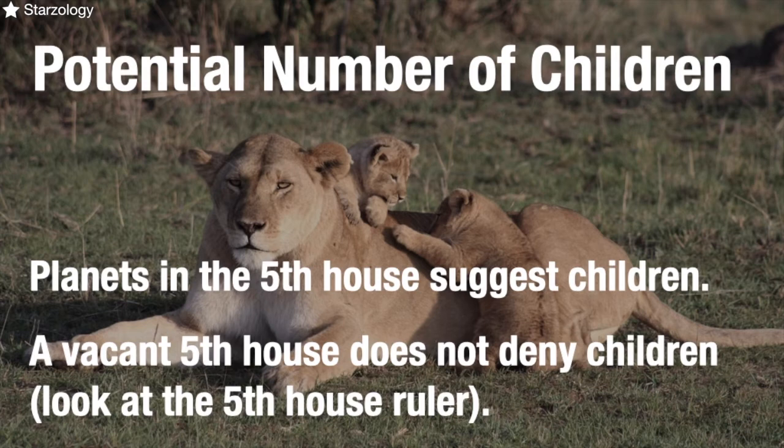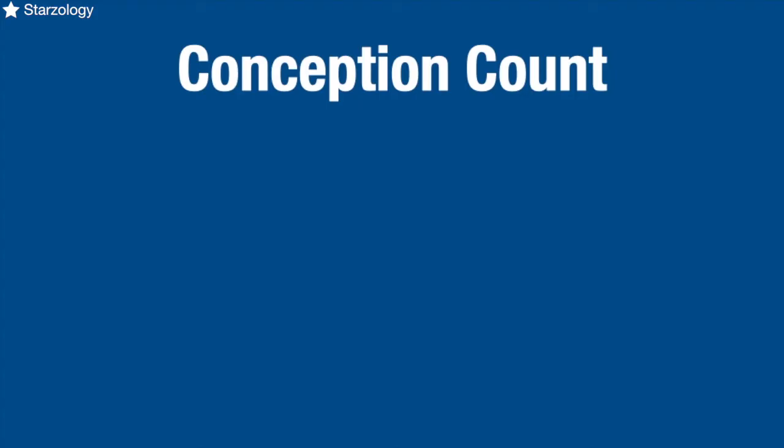You've got a Mars kid, you've got a Venus kid, you've got a Jupiter kid, or what. But a vacant 5th house does not deny children. You look at the 5th house ruler, which is the procreation planet. So we're going to find out how many children you are likely to have. We do this through a conception count.